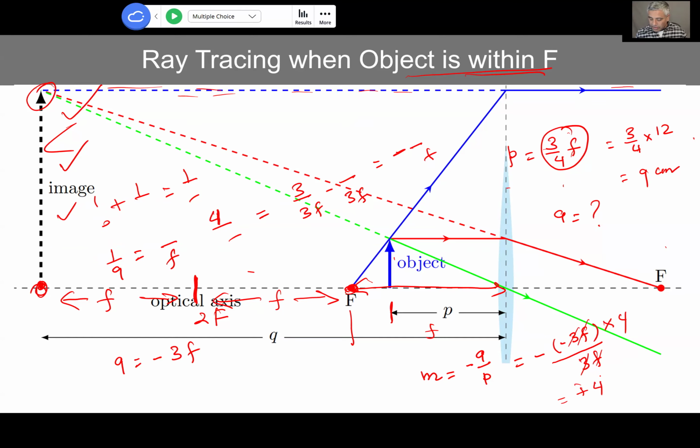So this time magnification is positive. So when the image is pointing in the same direction as the object, magnification becomes positive. Another way to say that is that when the image is virtual, you get positive magnification. But when the image is real, you have negative magnification. Okay, so that's how it works, folks.